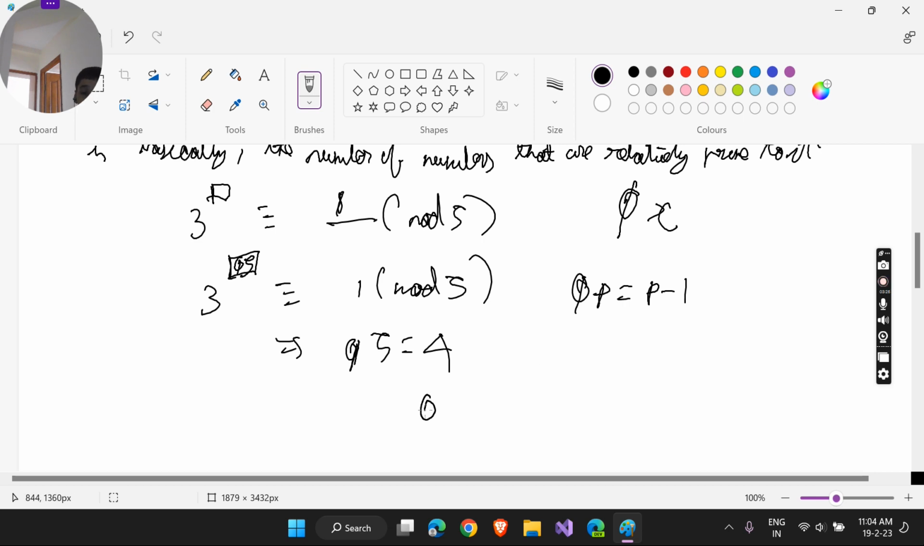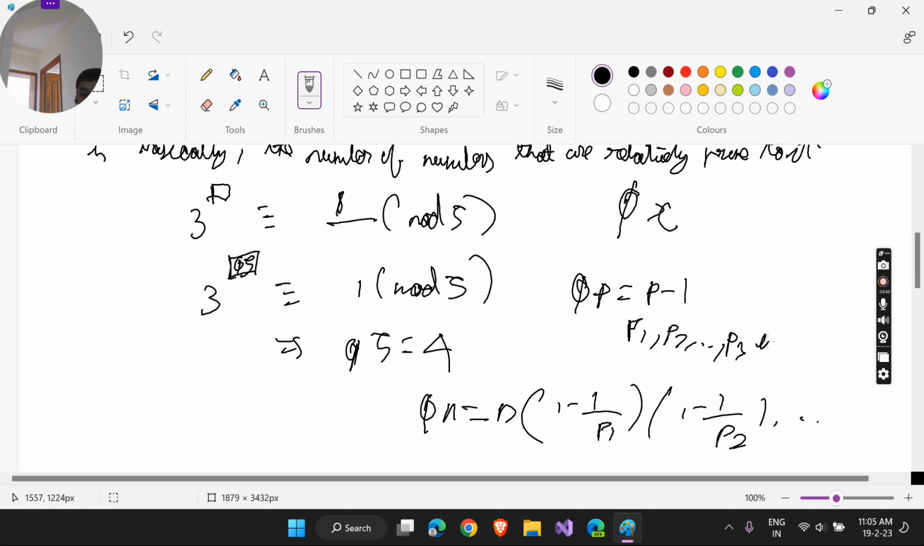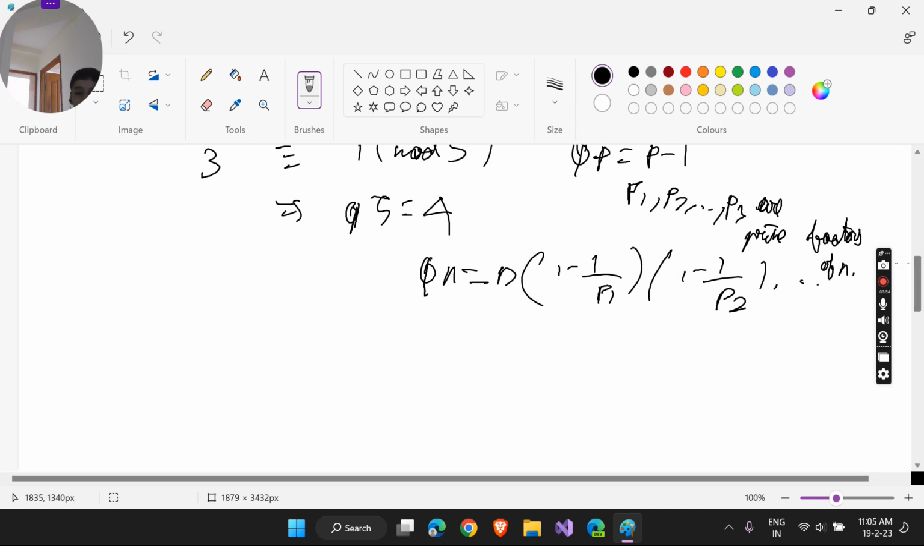So the general form of phi of any number n will be n times 1 minus 1 by p1 into 1 minus 1 by p2 and so on, where p1, p2 and p3 are all the prime factors of n. So all of these are prime factors of n. But phi of any prime will be p minus 1. That is, these are just the number of numbers that are relatively prime to it.